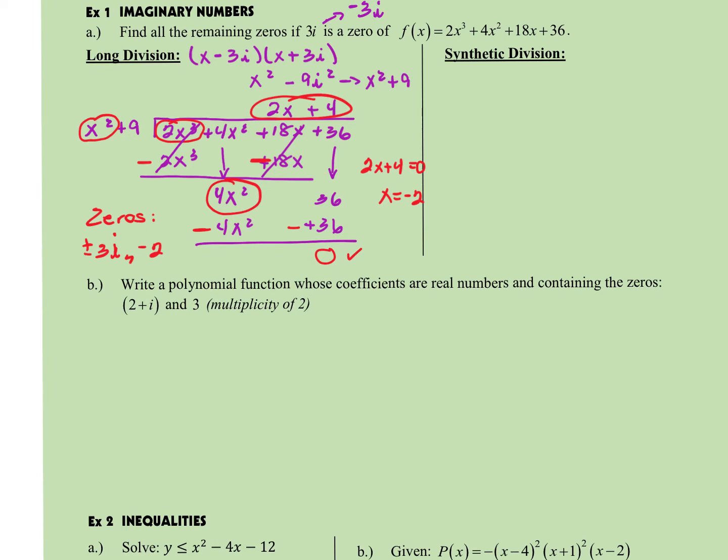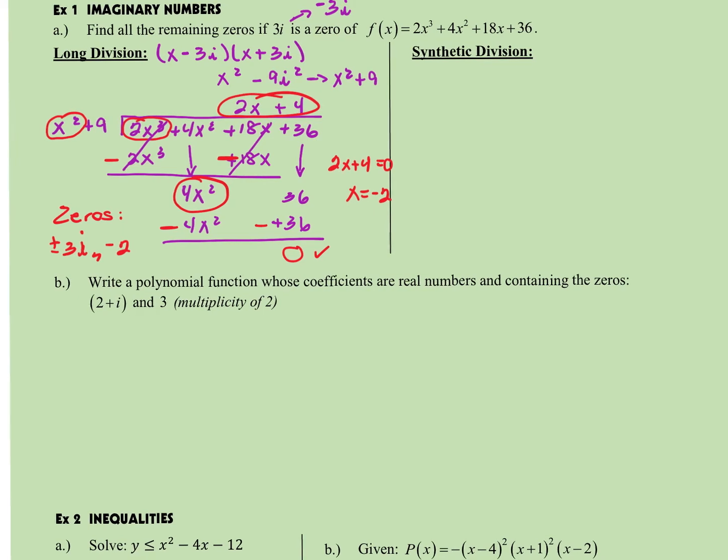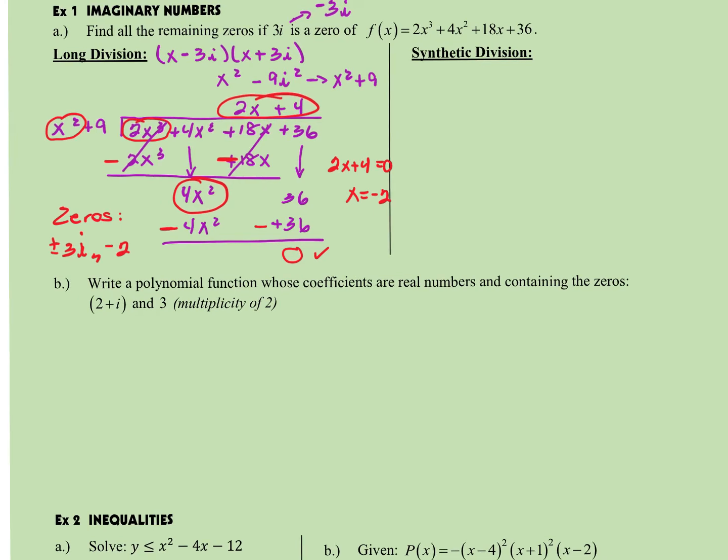Now, our next method is going to be synthetic division, and some of you are going to like this and some of you are not going to like this. So let's take a look at the synthetic division. It also depends on remembering that you have both of these zeros, a 3i and a negative 3i. You must do your synthetic division twice.